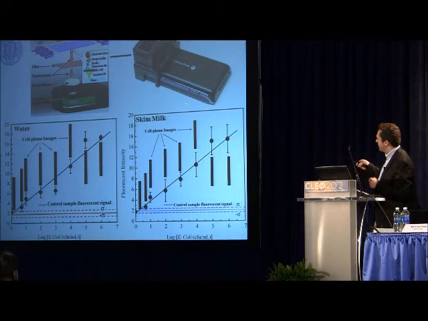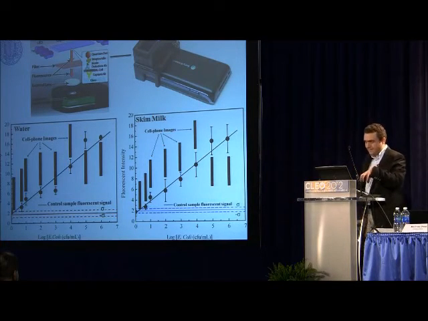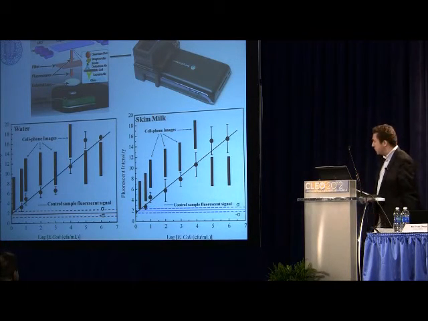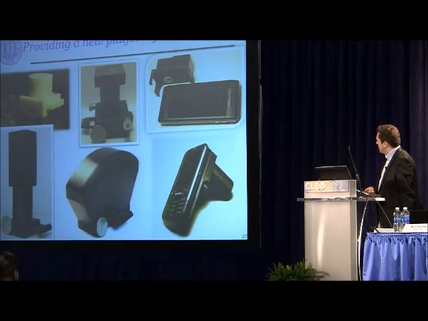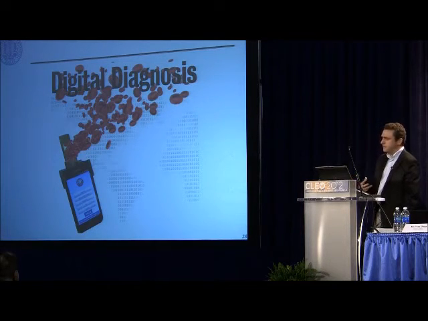And we've determined the detection limits using some tests on skim milk and water, and the results turned out to be around 5 to 10 colony-forming units per milliliter, which is quite good considering the compact and field portable nature of these devices. And recently we've introduced some other technologies that also benefit from the computational power and the connectivity of the cell phone.